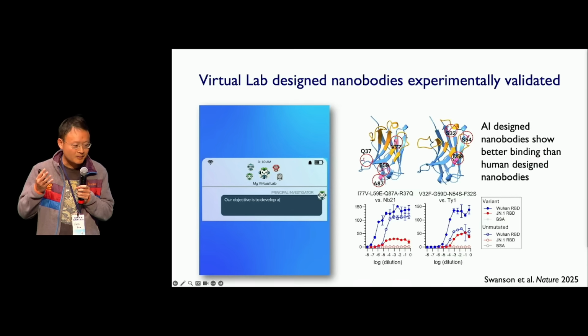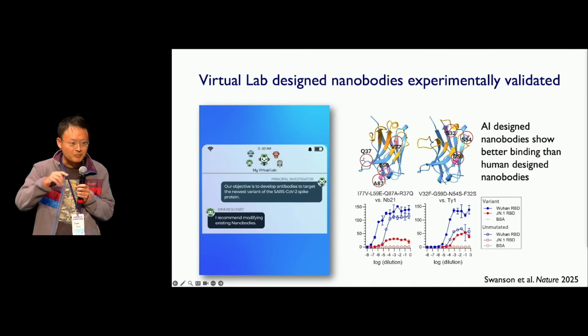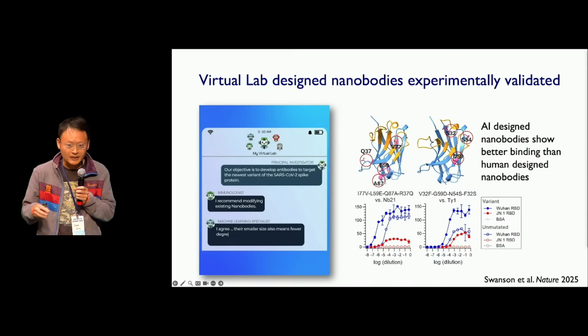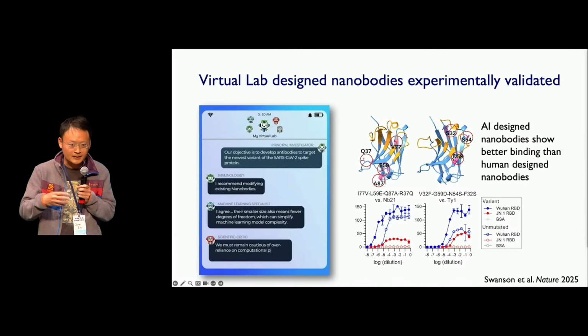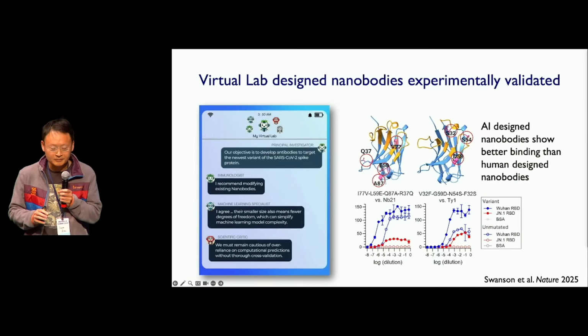Right, so this demo illustrates one of the agent group meetings, where the professor first explains to the student agents the goal of the project, and then the different expert agents can speak up and contribute their ideas. In this case, the immunologist recommended designing a nanobody, and then the machine learning agent came up with some ideas on how to optimize these nanobodies.